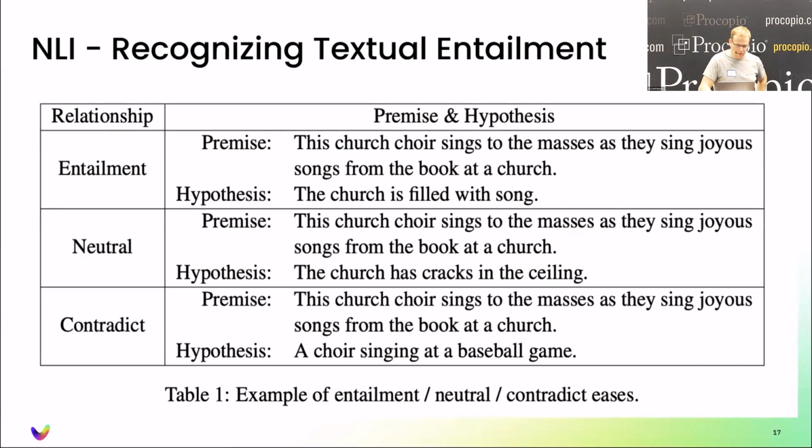To give an example, in each of these cases the premise is about a church choir singing to the masses as they sing songs from a book in a church. An example of entailment, from that sentence, is the hypothesis: the church is filled with song. That seems reasonable, right? You can infer that from the original premise. That's entailment, where the hypothesis is consistent with the premise. A neutral example would be: the church has cracks in the ceiling. That may or may not be valid, but you can't conclude it from the original premise.